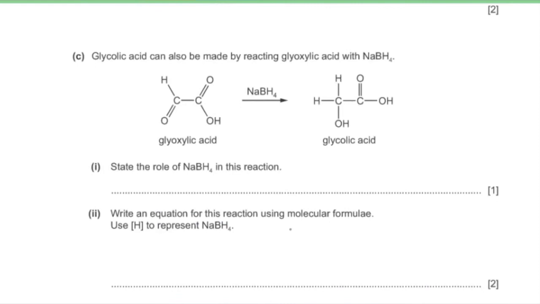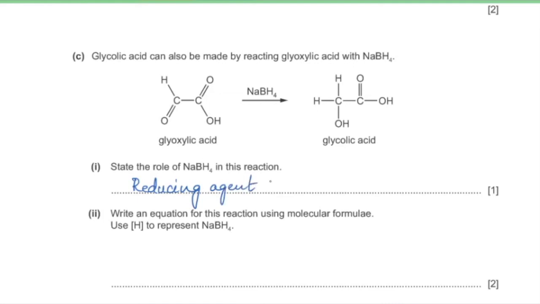Part C, glycolic acid can also be made by reacting glyoxylic acid with NaBH4. Part 1, state the role of NaBH4 in this reaction. So this over here is an aldehyde group, while this over here is a carboxylic acid group, and this goes under reaction with NaBH4. This aldehyde group reduces to a primary alcohol, and this will stay the same, meaning NaBH4 is acting as a reducing agent. It reduces the aldehyde group to a primary alcohol group.